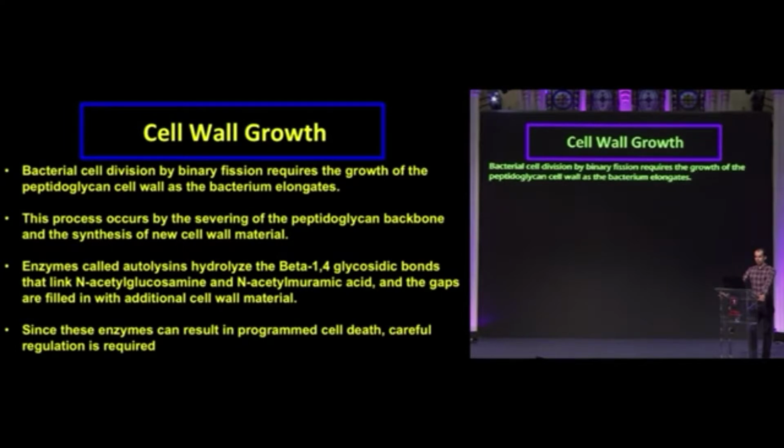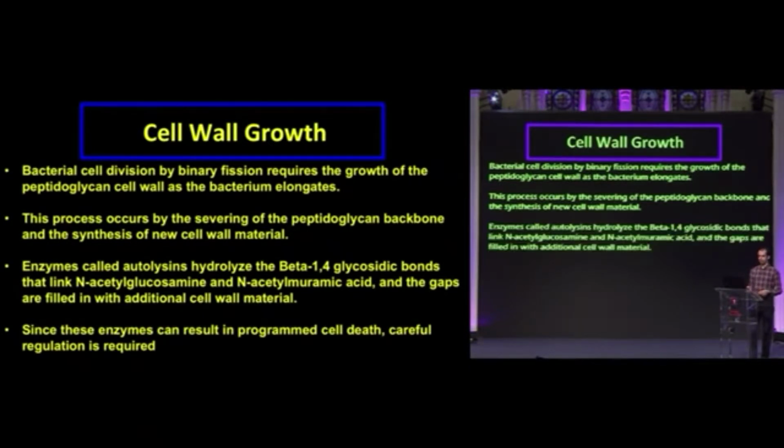Bacterial cell division by binary fission requires the growth of the peptidoglycan cell wall as the bacterium elongates. This process occurs by the severing of the peptidoglycan backbone and the synthesis of new cell wall material. Now, there are enzymes called autolysins, which basically hydrolyze the subunits that form the peptidoglycan cell wall, and the gaps are filled in with additional cell wall material. But since these enzymes can result in programmed cell death, they require careful regulation.